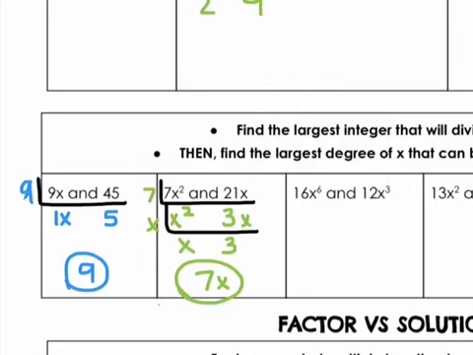You can always check yourself if you want by multiplying that 7x as your GCF times what you have in your bottom row right here. And we have an x and a positive 3. 7x times x is 7x squared, and 7x times 3 is 21x. And that should match exactly what we started with.